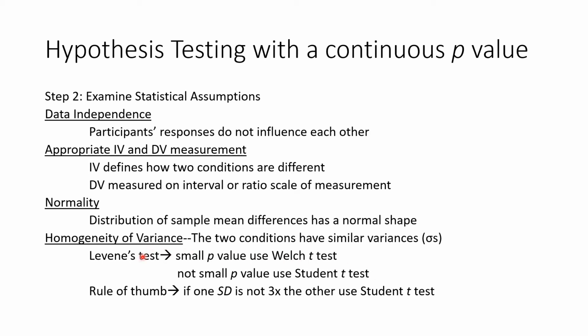Now, sometimes you're doing it by hand and you don't have a computer to run the Levene's test for you. So you might use this rule of thumb, which is generally accurate. If one of the two groups has a standard deviation that is 3 times the other, then you might have a violation of the homogeneity of variance assumption. Another thing to look at is if the two groups have equal sample sizes, you're less likely to violate this assumption.